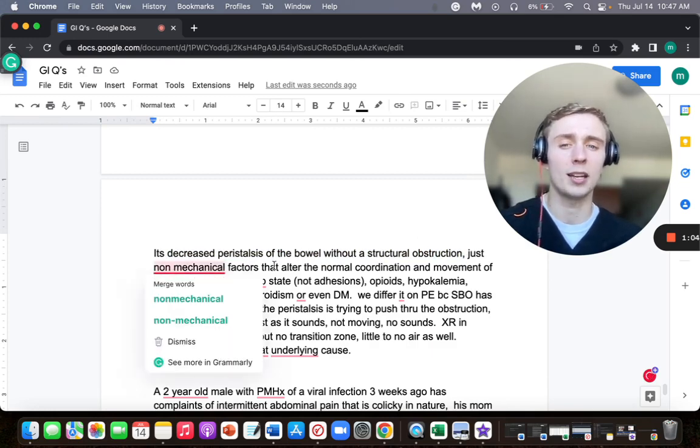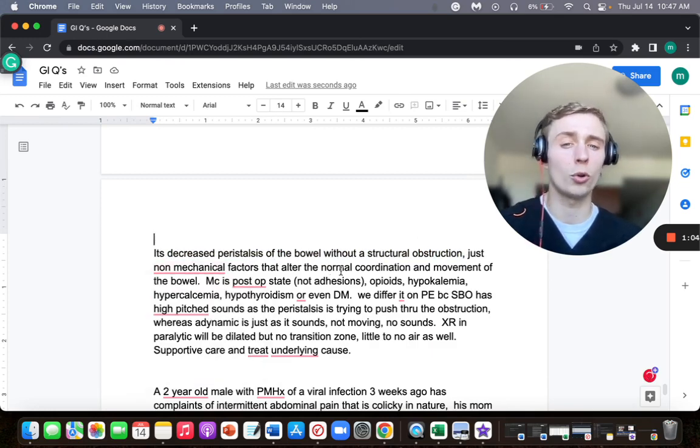Again, non-mechanical factors that alter the normal coordination and movement of the bowel. Most common for adynamic, or paralytic ileus, is post-op state. So not necessarily adhesions, but just post-op state where the bowels are still waking up. Opioids, medications that slow it down. Hypokalemia, hypercalcemia, remember, stones, bones, moans, and groans, abdominal groans. Hypercalcemia.